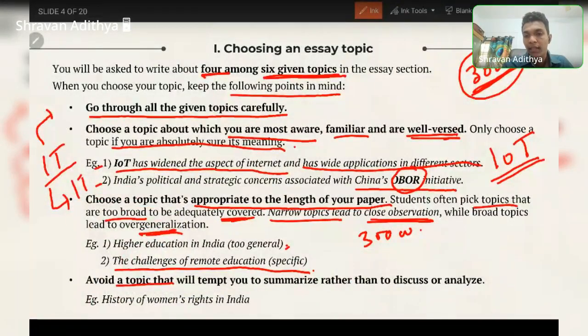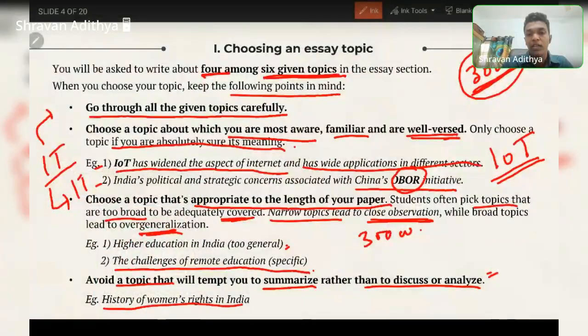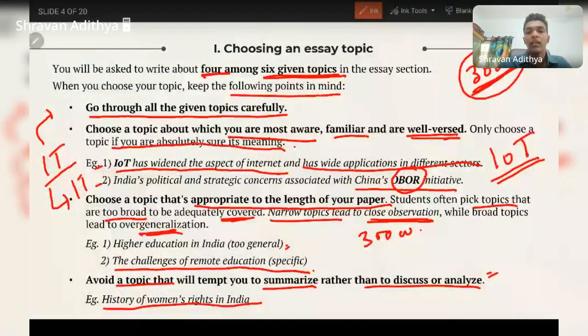And then avoid a topic that will tempt you to summarize rather than discuss or analyze. Here what I want to say is, for example, if it is about the history of women's rights in India, you are expected to summarize the events. The scope is very limited. You cannot discuss or analyze the women's rights situation in India. You cannot add your own points. You just chronologically state this happened, then this happened, then this development happened. So it is better to avoid those kinds of essays.